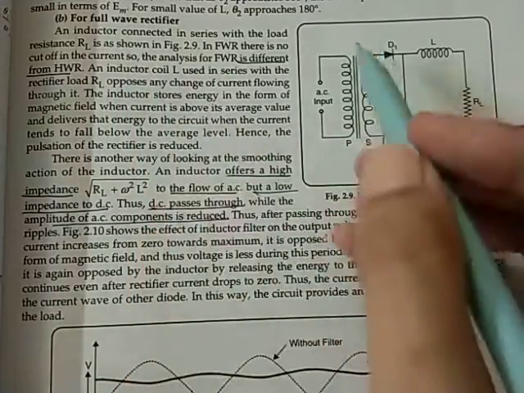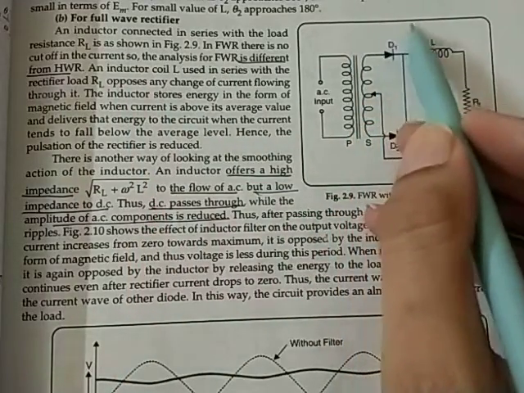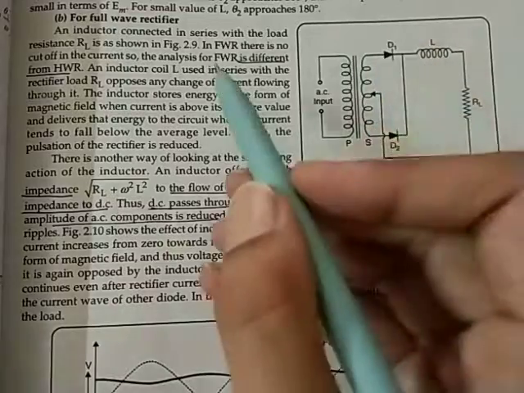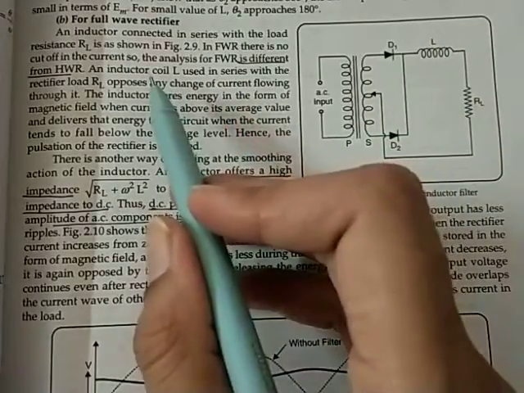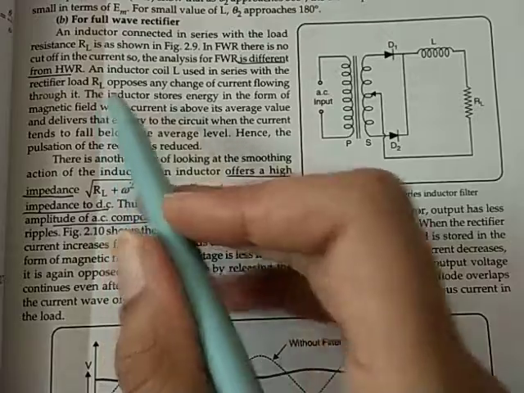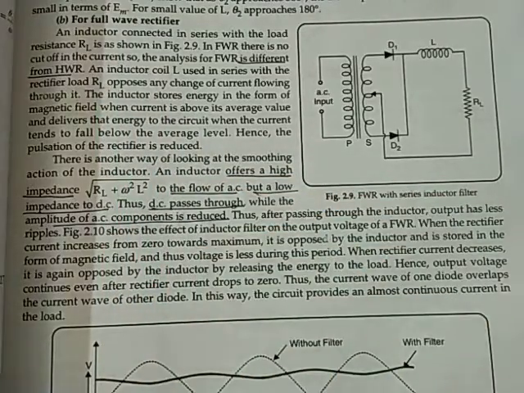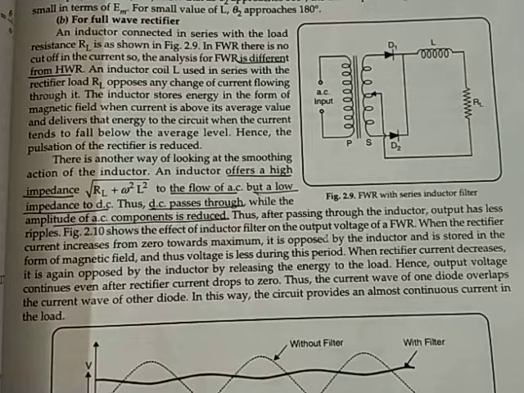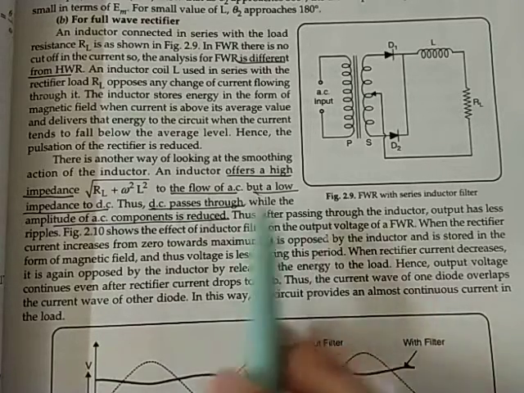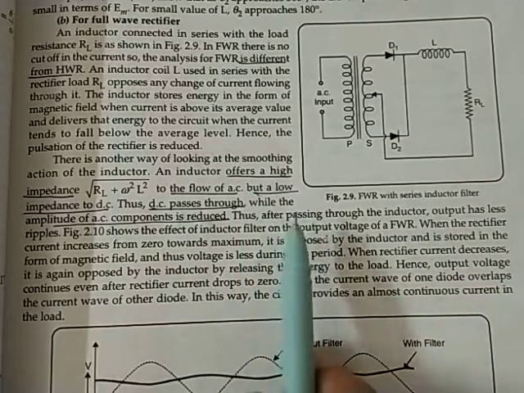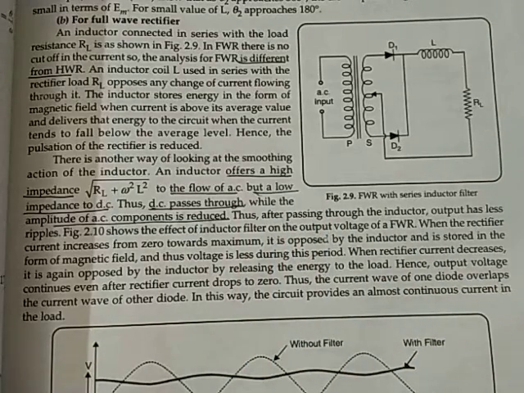Because the current is always flowing, the analysis of the full wave rectifier is different from the half wave rectifier. In the half wave rectifier we discussed the increase in theta 2 with increasing L value. So here the analysis is somewhat different. The analysis is mainly based on the ripple factor calculations.